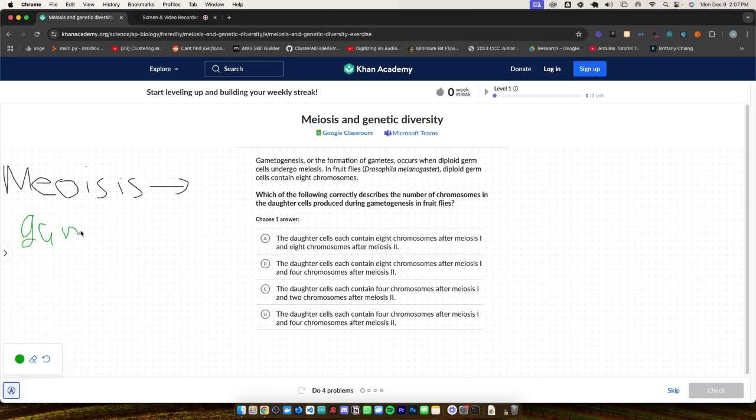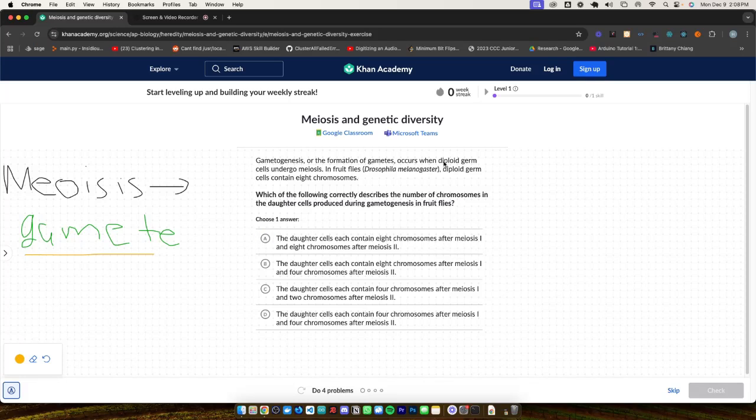Now, gametes are your sexually reproducing cells, so that would include your sperm and your eggs, depending on your gender, your sex, I should say. So, meiosis creates gametes, right? When we're talking about gametogenesis, or the formation of gametes, we are talking about meiosis, because meiosis is a process of taking a germ cell and dividing that germ cell into the gametes that we know and love.